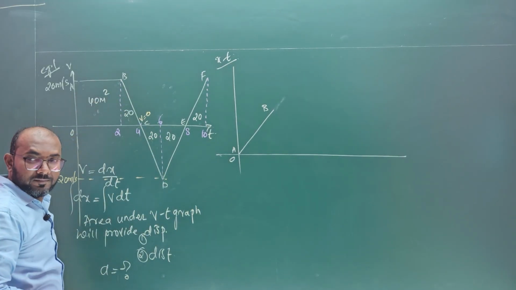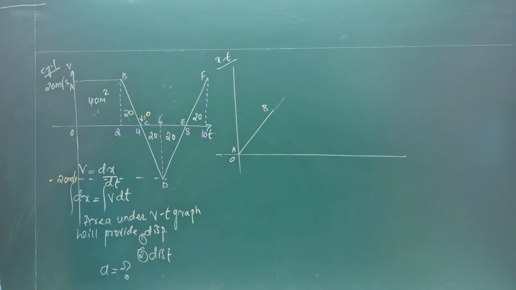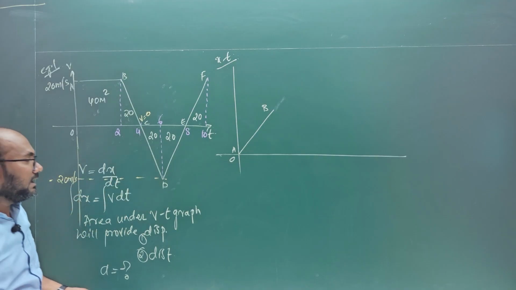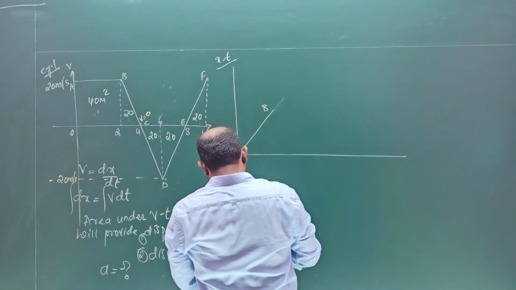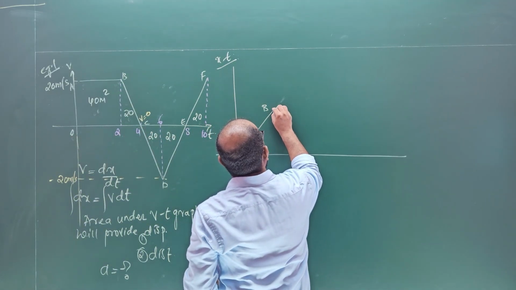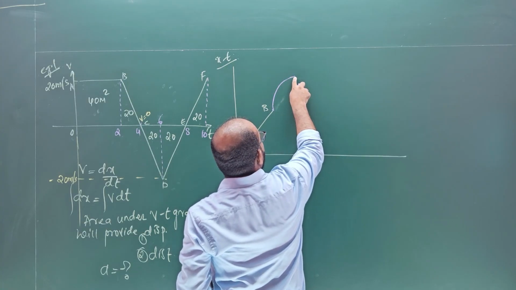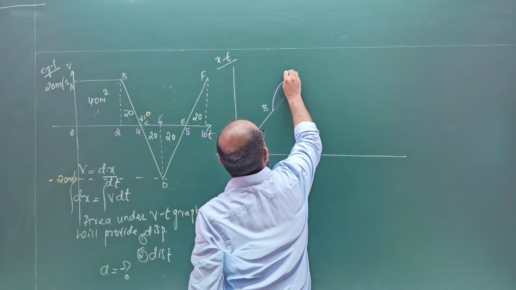Then what happened from B to C? Velocity is decreasing. At this point, velocity becomes 0. Then it continued in the negative direction. Then can I write like this? From B to C, here the slope becomes 0. So at this point, velocity is also 0.